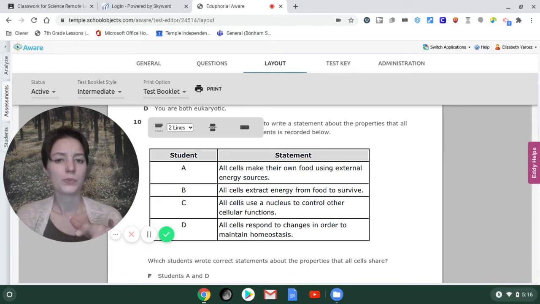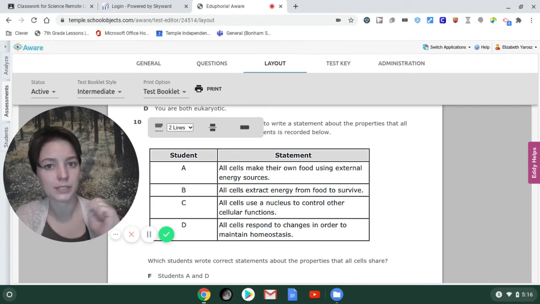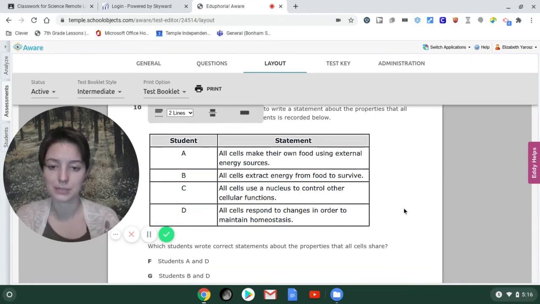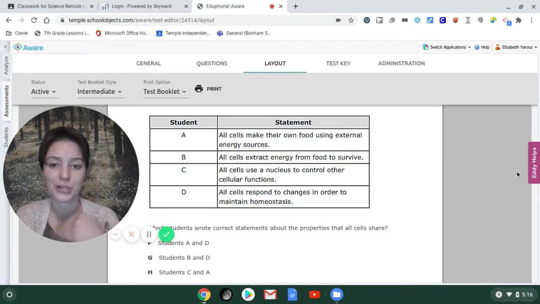Can your cells make food? Do you not have to eat pizza or anything? You just never ever get hungry because your cells are making your own food? I'm jealous if that's correct. So no, A is not a correct statement.